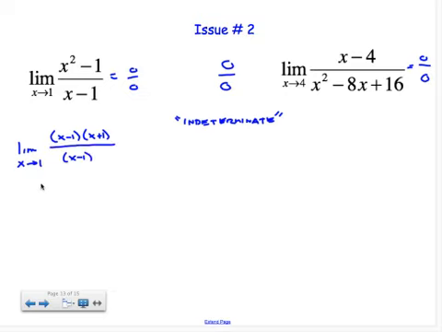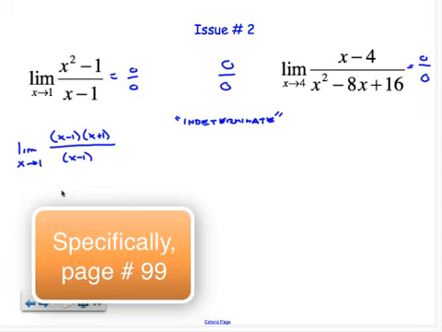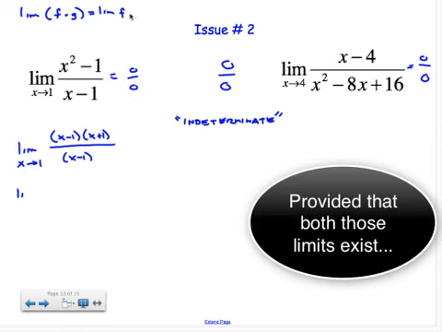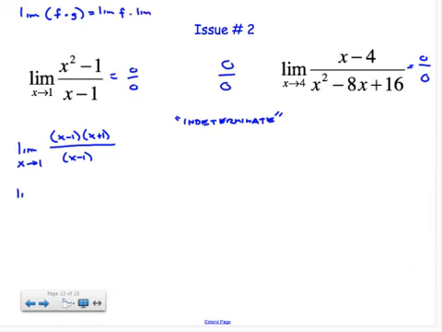In section 2.3 of your textbook, there are a lot of limit laws, things that you're allowed to do with limits. And one of those limit laws says that, let me write it up here, using some abbreviations, the limit of f times g is equal to the limit of f times the limit of g. In other words, the limit of a product is the same thing as the product of the two limits. And that's a property I'm going to use right here. I'm going to split this into two different limits.